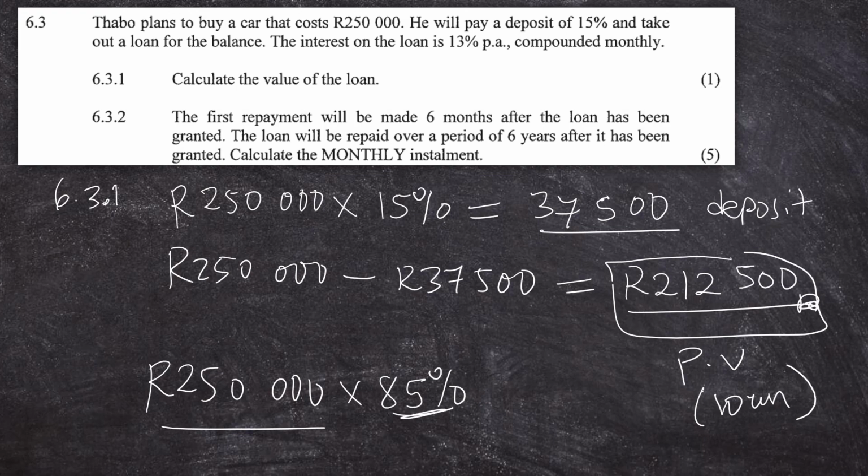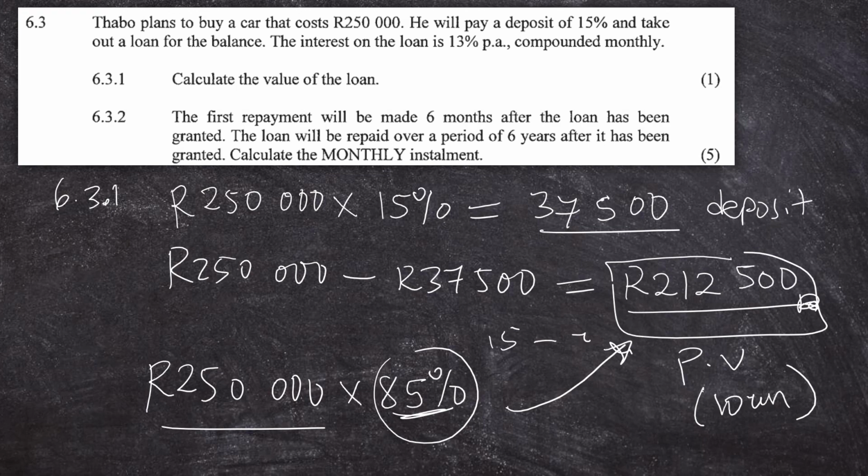So because 15% went to the deposit, it means 85% of this money will go towards the loan that the person will request. Okay, so then you punch your calculator, you still get the same answer.